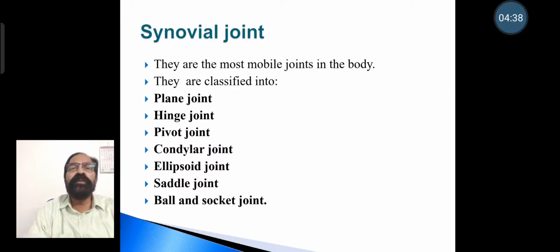Then we come to synovial joints. They are the most movable joints in the body. They are classified into plane joint, hinge joint, pivot joint, condylar joint, ellipsoid joint, saddle joint, and ball and socket joint.